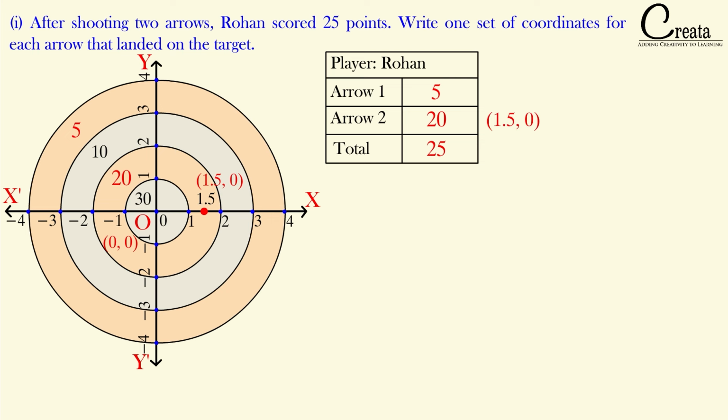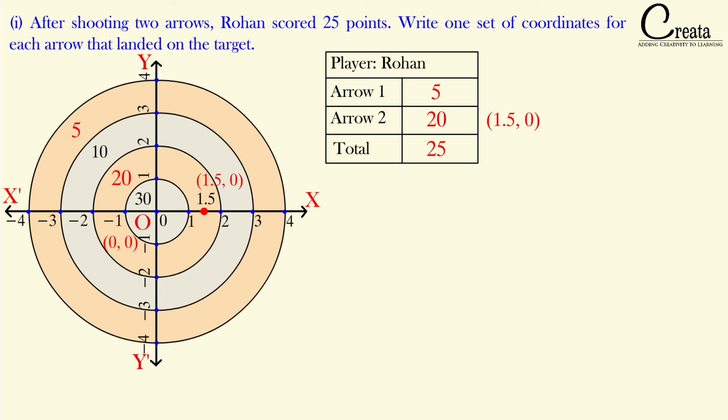This is just the example we have taken; the arrow may have landed anywhere in this zone. We just have to tell any one coordinate of this zone. Just for simplicity, we have taken x as positive and y as 0. You can take a point here, or in the negative zone, anywhere you like, you just have to tell the coordinate. We have taken the coordinate as (1.5, 0).